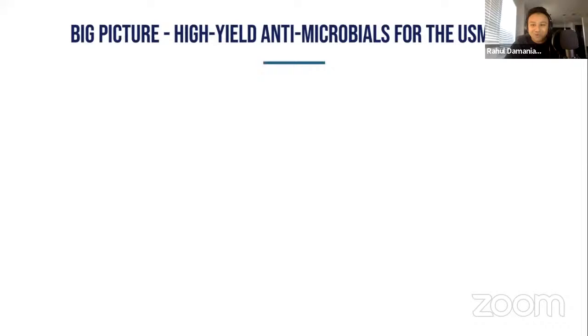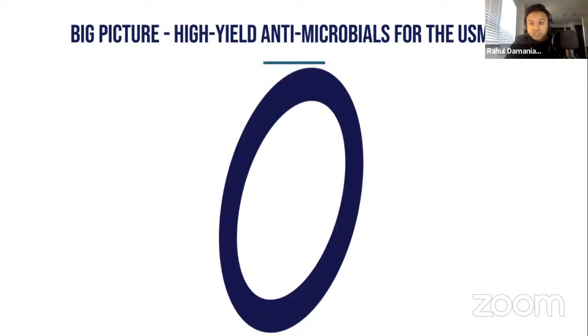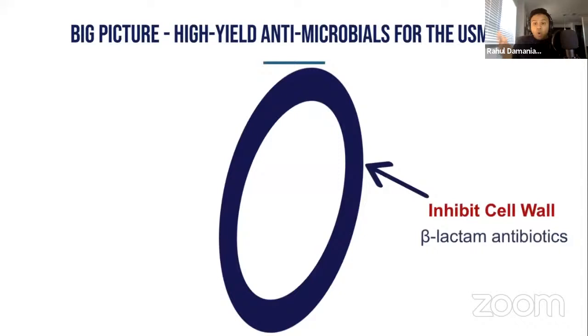So let's first go through the big picture. Today, the big picture points that we're going to be covering is the fact that here's a bacteria, and bacteria obviously have cell membranes and a cell wall. And that cell wall is made up of peptidoglycan. And remember, the USMLE wants you to know that gram-positive bacteria have a very thick peptidoglycan wall. And one of the classes of antibiotics that we use are called the beta-lactams, and they inhibit the bacterial cell wall synthesis.